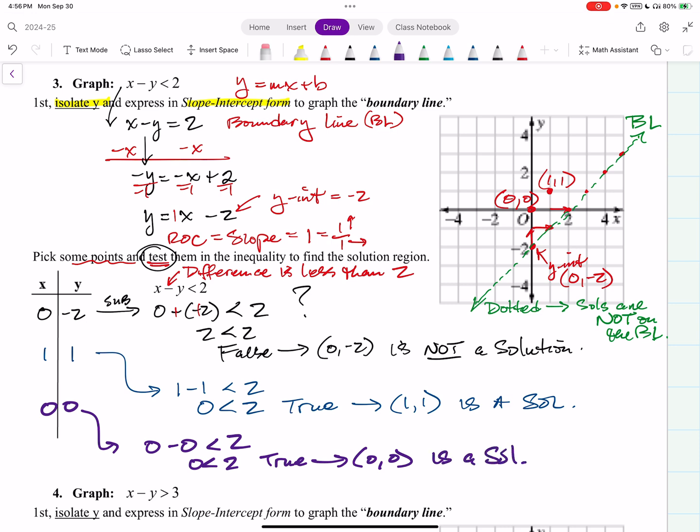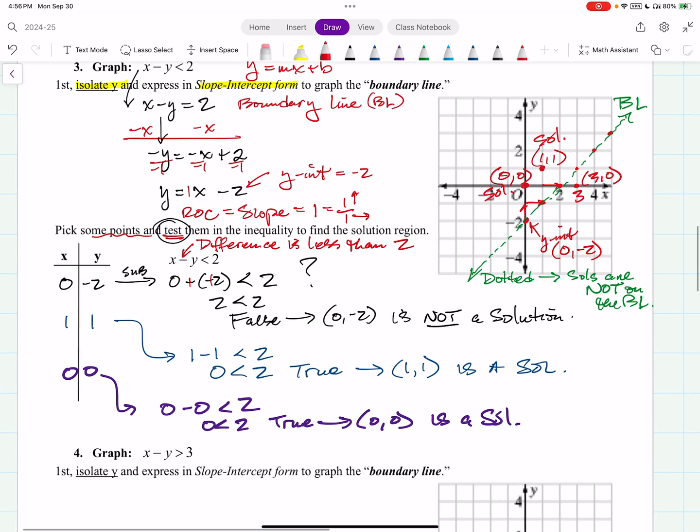Okay, so let me see. The first point we picked, (1, 1), is a solution. I'm going to just write down "solution" here. This one's a solution as well. How about the points below the boundary line? Like this point right here, which is at (3, 0). Is that point a solution? So let's dive a little bit deeper and see if (3, 0) is a solution.